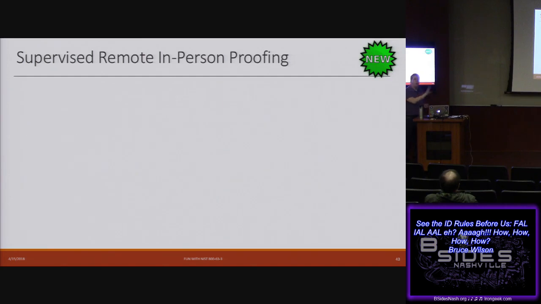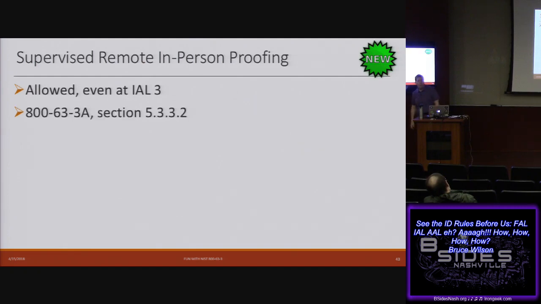Rev 3 also brings in a concept of this supervised remote. In the old guidelines, the only way I could get to that highest end is I had to physically meet with the person. Rev 3 recognizes that we're in a somewhat different world, and there are ways to be able to do this. So this is actually allowed even at level 3. That's the section that talks about it.